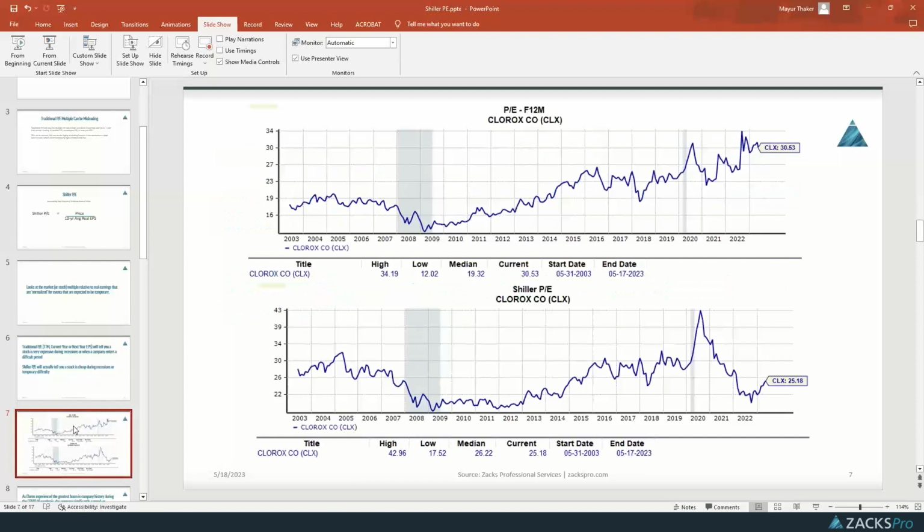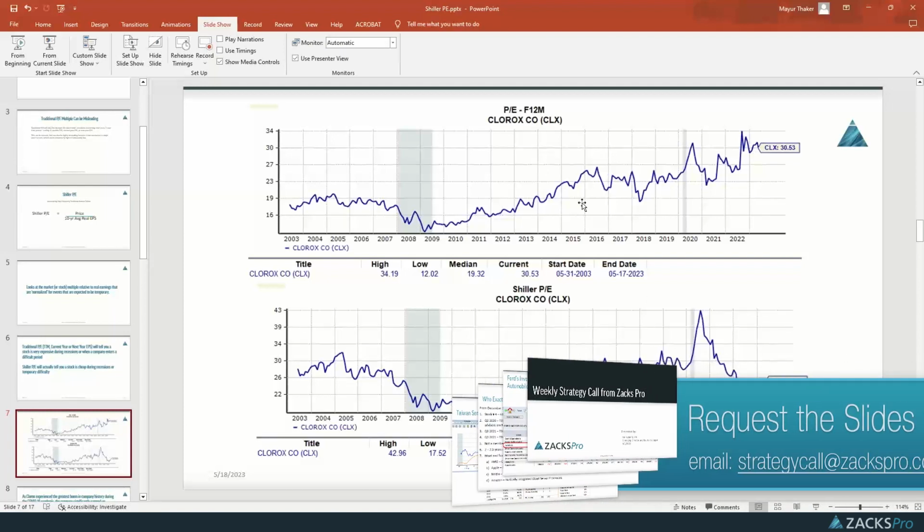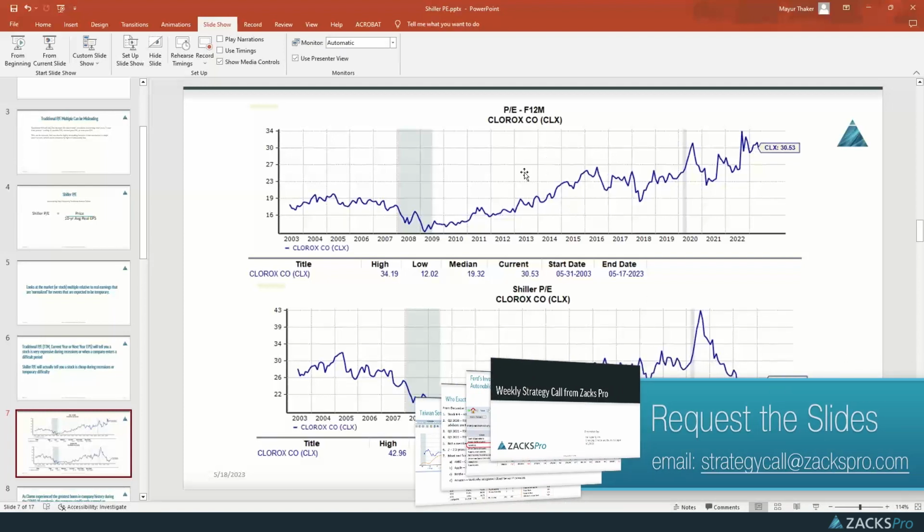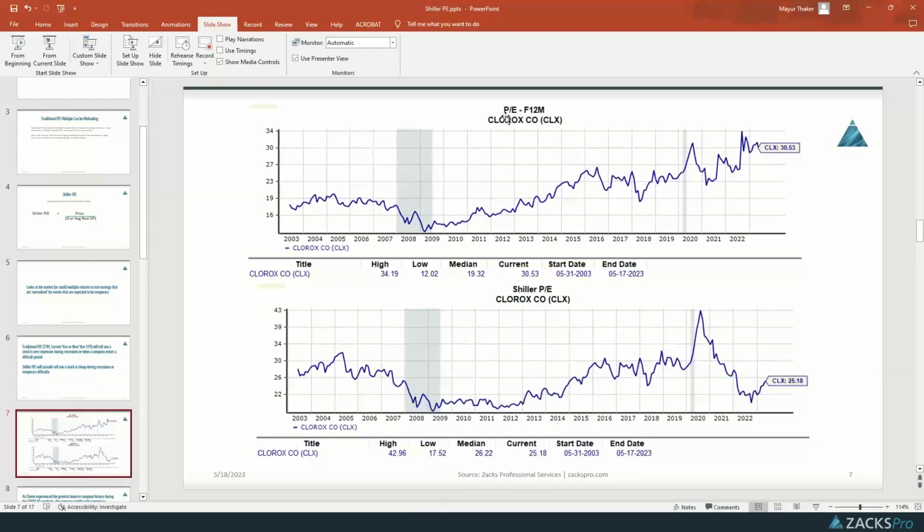So a great example is Clorox. Let's take a look at Clorox here. I have just a screenshot of Clorox. The top panel is the traditional forward PE. So this uses the forward 12 months earnings expectations in the denominator, and then obviously price in the numerator. And you can see that Clorox is very expensive right now.